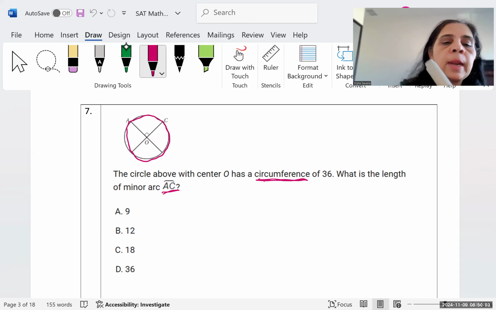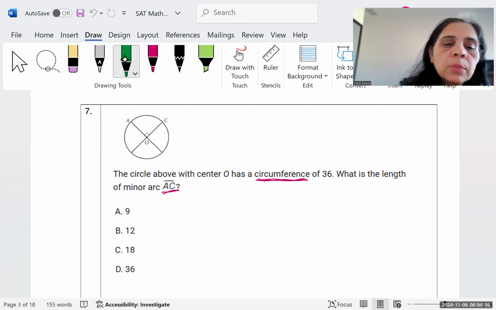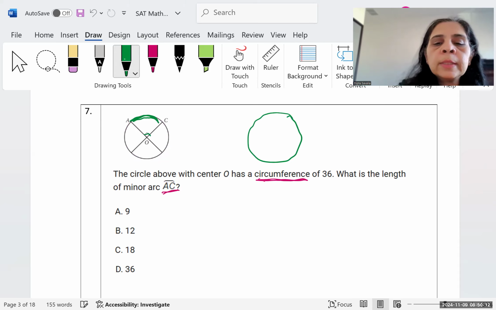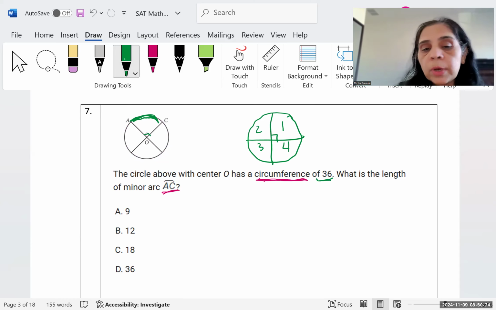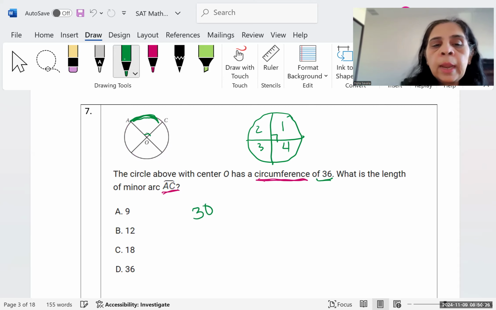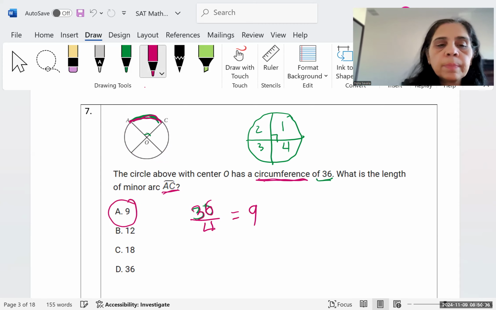So for the minor arc, we can see we have this arc created by this 90 degree angle. If you think about pizza here, let's say we make 4 pies. That is 90 degree, right? So we will get 4 equal pieces. The total arc length, or total circumference, they give you is 36. And I'm looking for only this piece. So we can do 36 divided by 4, because 4 equal pieces, which is 9.